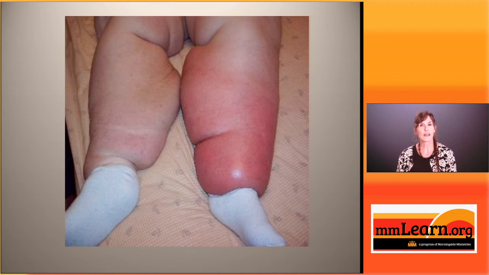This is what she looks like. And as you can see, her left leg is very, very erythematous. It looks very exquisitely painful. If you were to palpate it, it would probably be very hot or warm to the touch. So certainly we know that there is a problem here.